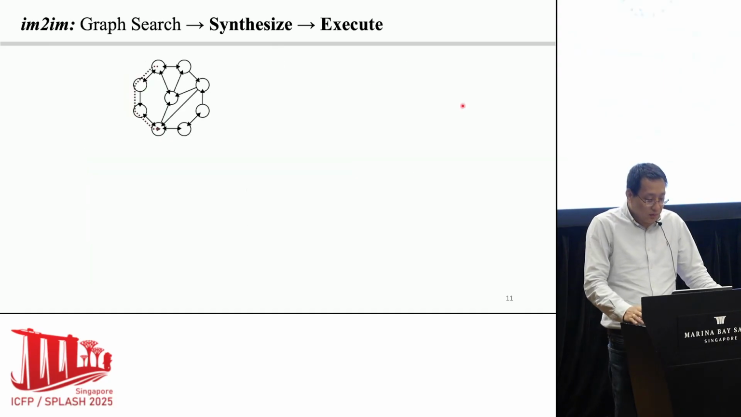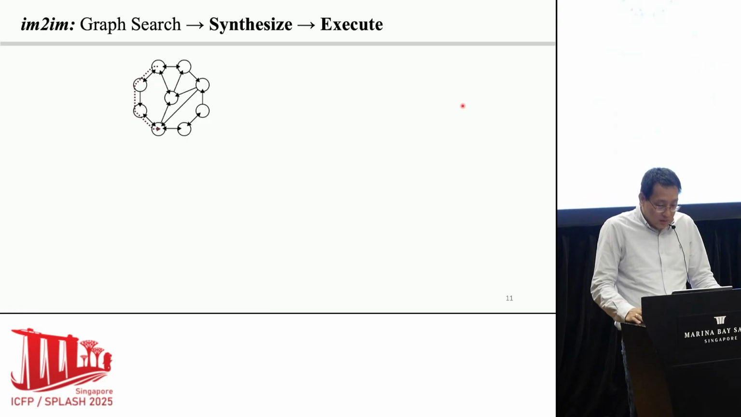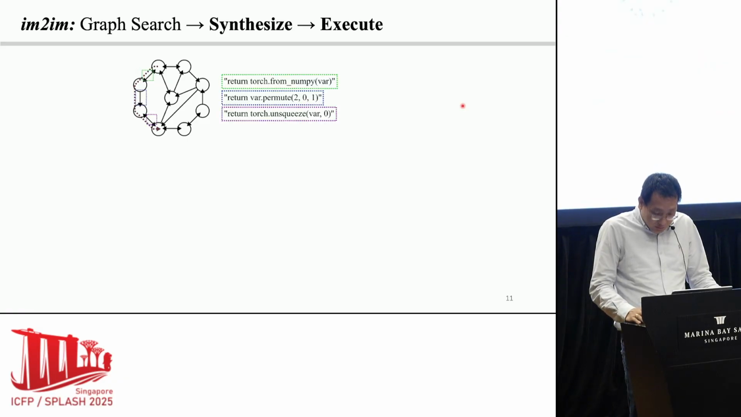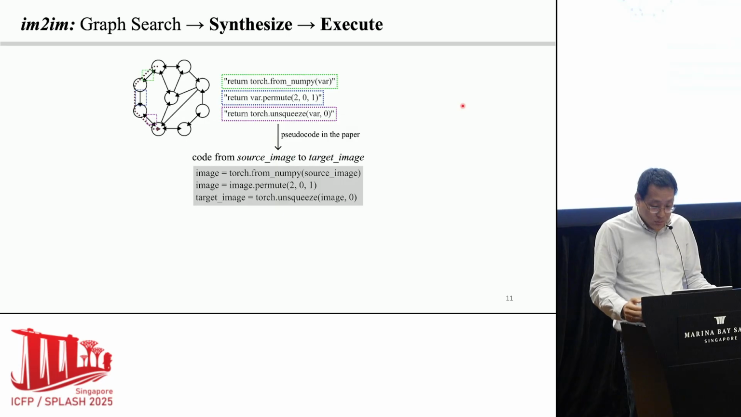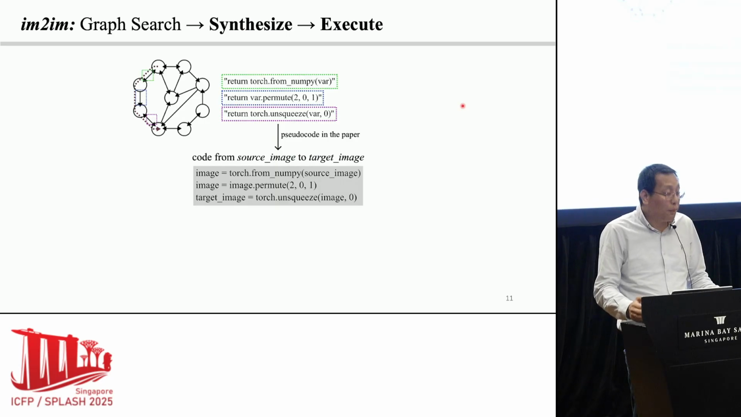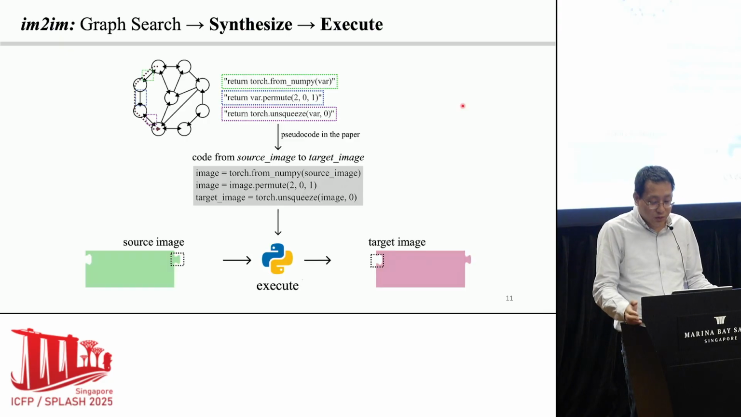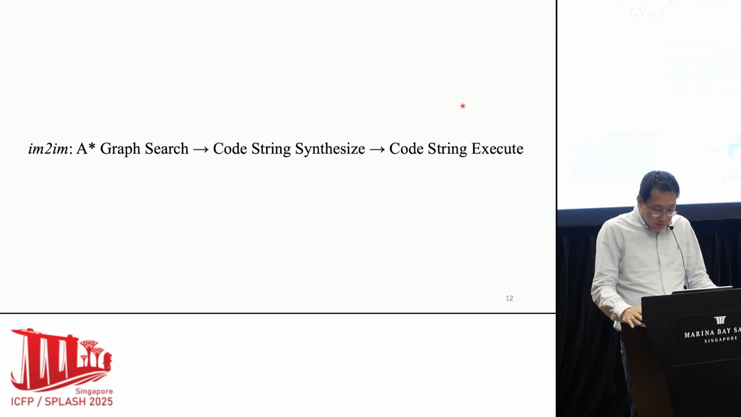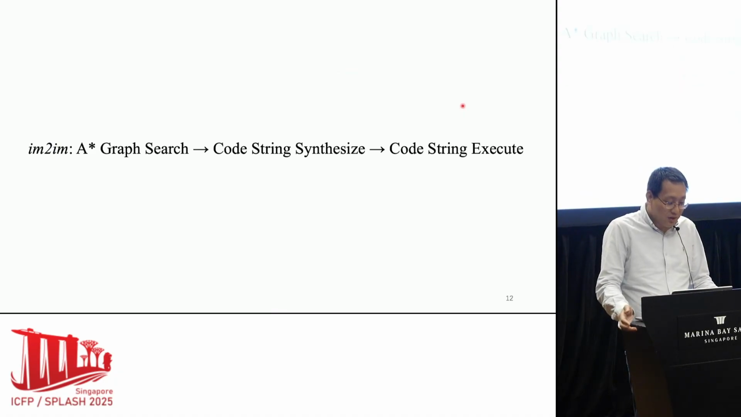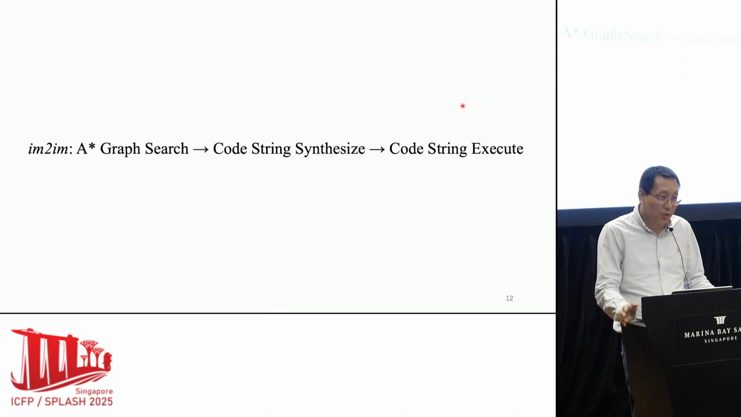Okay, along this lowest cost path, the conversion code from each edge was collected and then assembled into an executable Python snippet. This Python snippet can be just executed to convert the source image to the target format. So that's all for our method. Pretty simple: just A* search and then code string synthesis and execution.